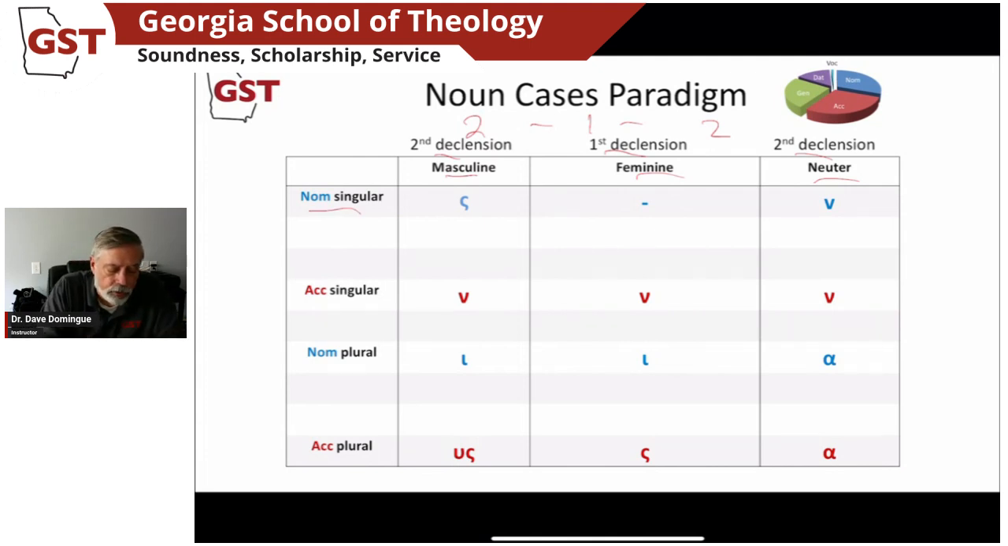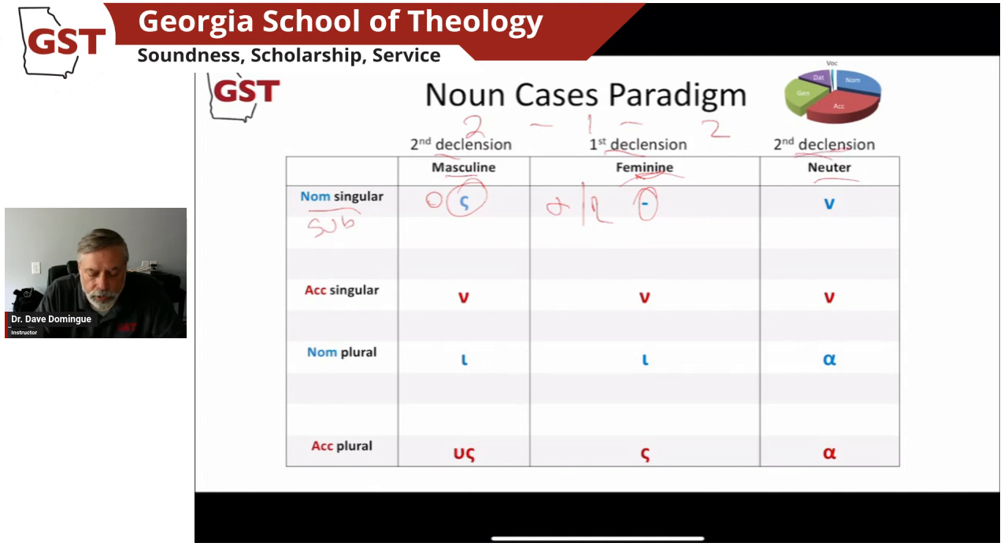So nominative singular, which is the subject, is going to have a case ending with a sigma. In the first declension for feminine words, there is no case ending. It will have the connecting vowel. Over here, the connecting vowel, the omicron. Over here, it's going to have the alpha or the eta.